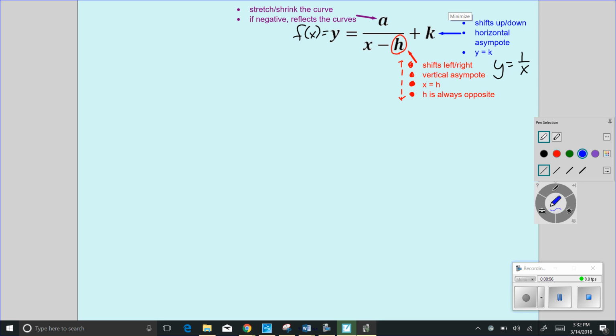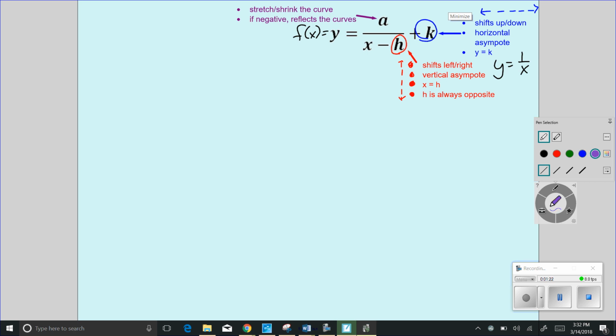Then if you see that you're adding or subtracting on the outside of the fraction, that's your k value, and that's going to shift the graph up or down. And with that, this is going to be shifting your horizontal asymptote, which you get by the equation y equals k, and k is what you see. So if you see, for example, plus 7, it's going to be going up 7.